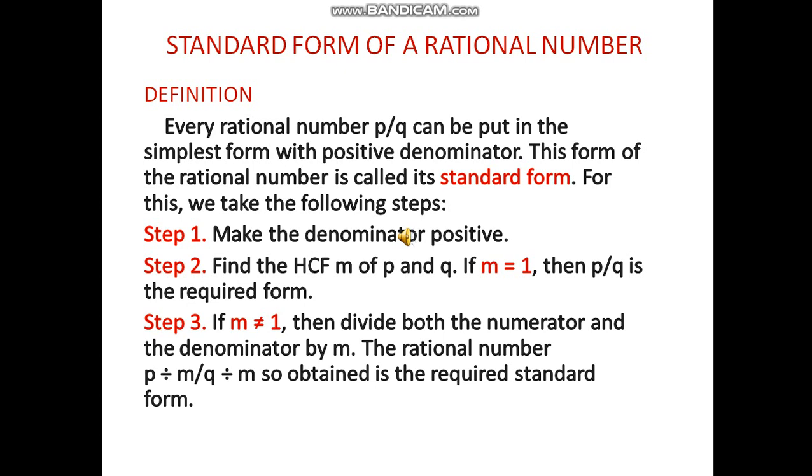Step 3, if m is not equal to 1, then divide both the numerator and denominator by m. The rational number p divided by m upon q divided by m so obtained is the required standard form. If m is not equal to 1, then you have to divide numerator and denominator by m. Then we get the standard form of the rational number.